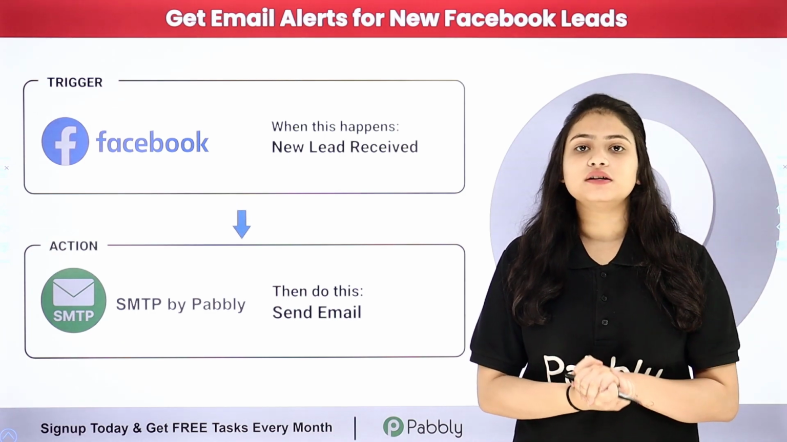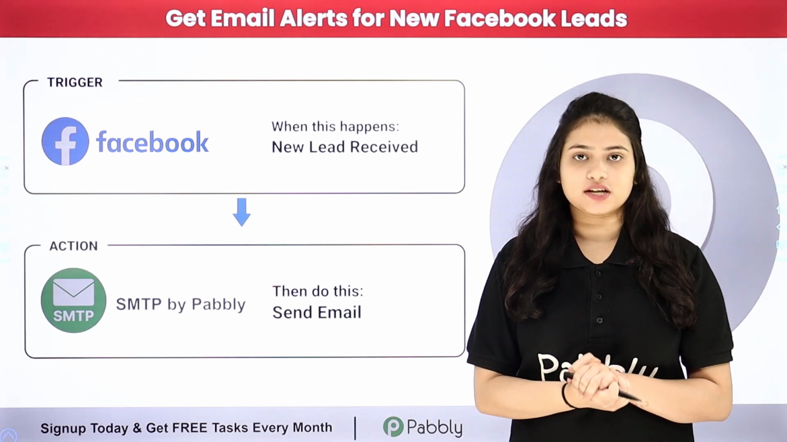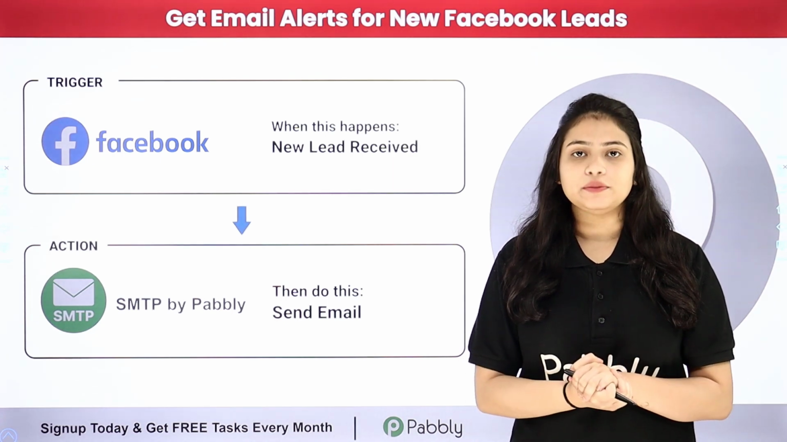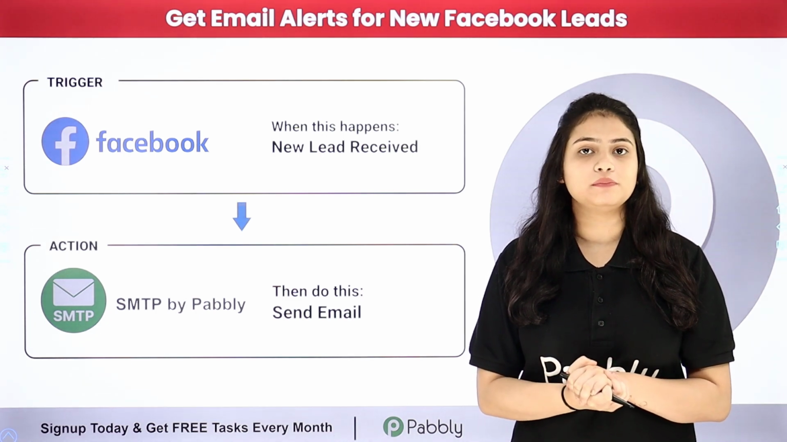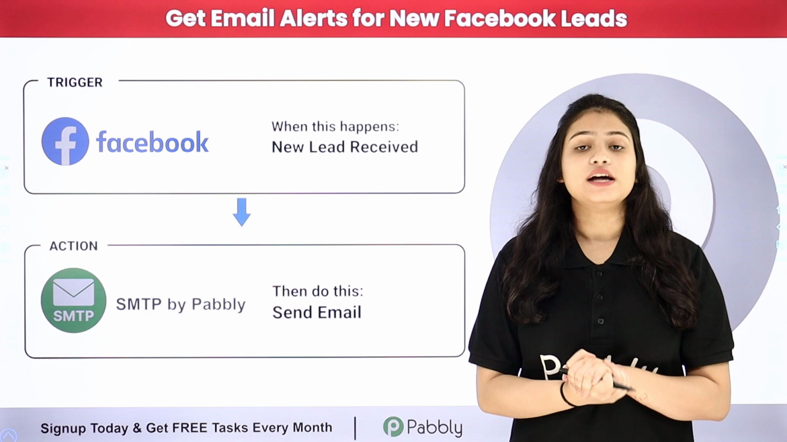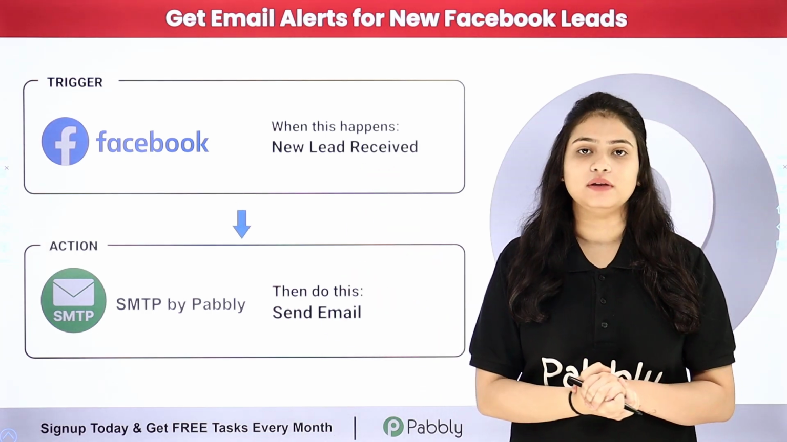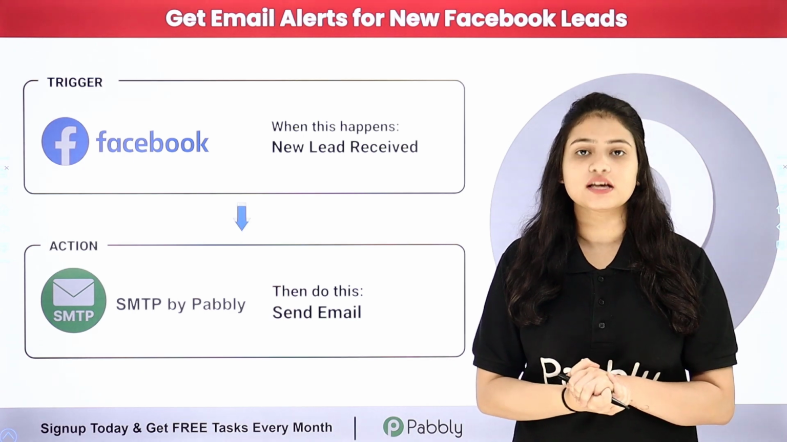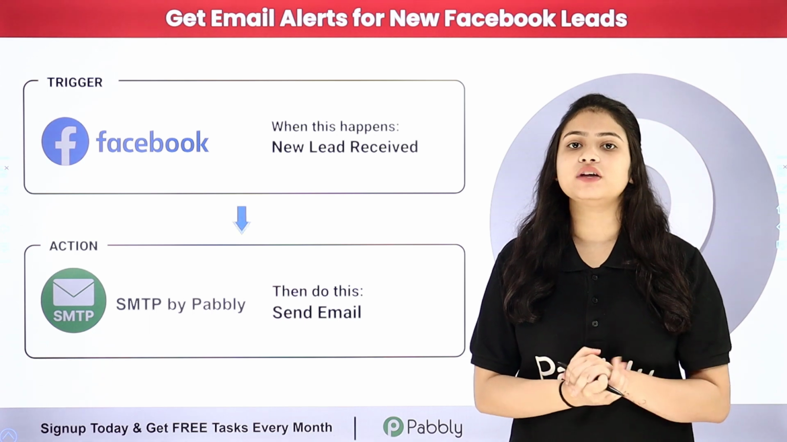In order to get this alert, I am using SMTP by Pabbly. SMTP stands for Simple Mail Transfer Protocol, which is an amazing email delivery service which helps us to transfer and forward the emails to multiple people automatically and effortlessly. So I will simply set up a connection between Facebook lead ads and SMTP with the help of Pabbly Connect to automate this entire process, so that whenever a new lead is generated for my real estate agency, I am going to receive the email alert.